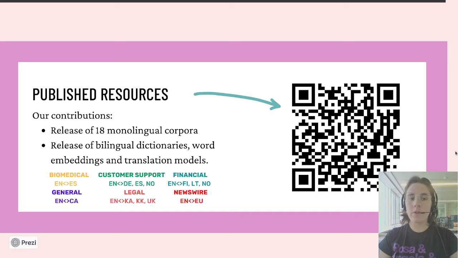Furthermore, all of our contributions have been already published, and you can access them in ELRC-SHARE from this QR code. And we have released 18 monolingual corpora, language-specific and domain-specific, as well as bilingual dictionaries, word embeddings, and the translation models that we have created.